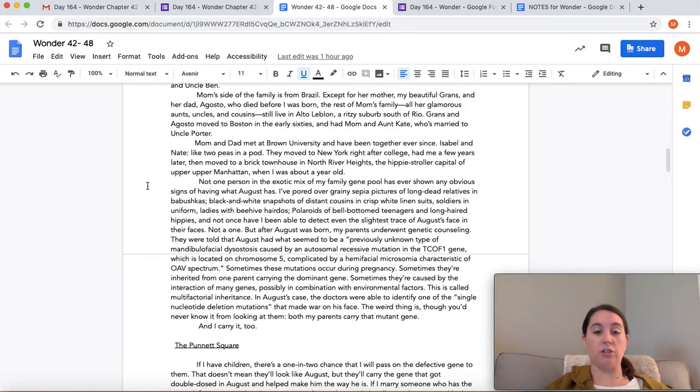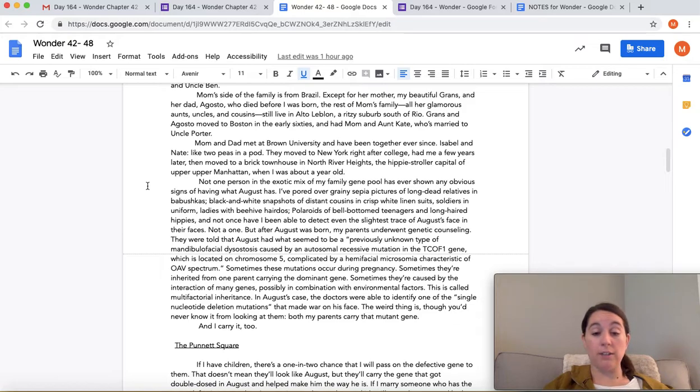Sometimes these mutations occur during pregnancy. Sometimes they're inherited from one parent carrying down the dominant gene. Sometimes they're caused by an interaction of many genes, possibly a combination of environmental factors. This is called multifactorial inheritance. In August's case, the doctors were able to identify one of the single nucleotide deletion mutations that made war on his face. The weird thing is, though, you'd never know it from looking at them.